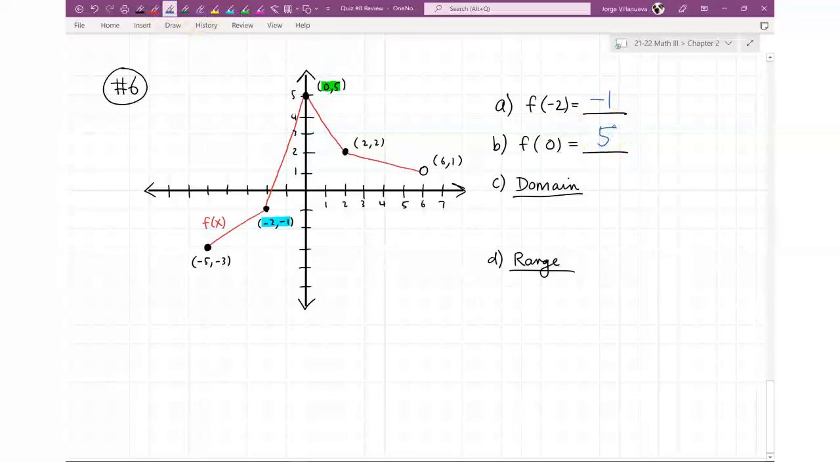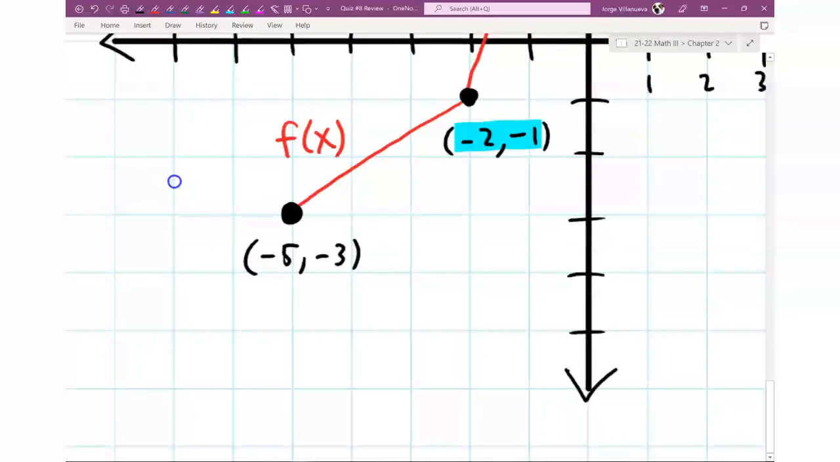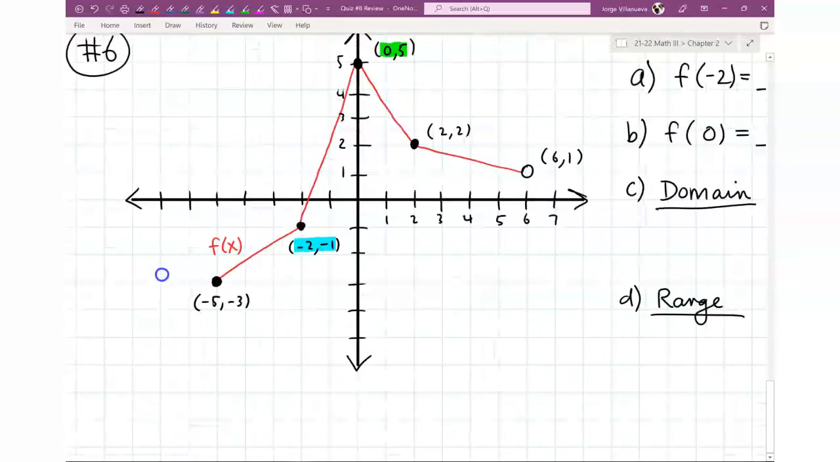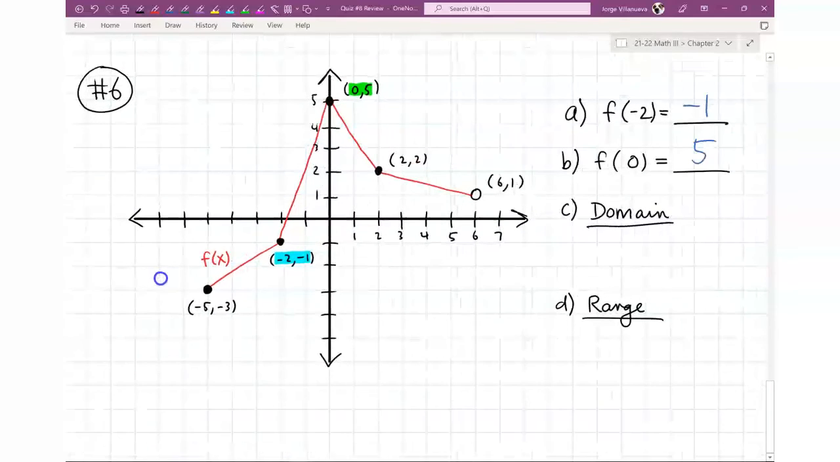So, I don't think that's too hard, right? They're telling you the x value, they're just asking, what's the y value? So if I were to ask you, what's f of negative 5, what should you say? Negative 3, right? It's right there. Okay, f of negative 5 would be negative 3. So there you go.